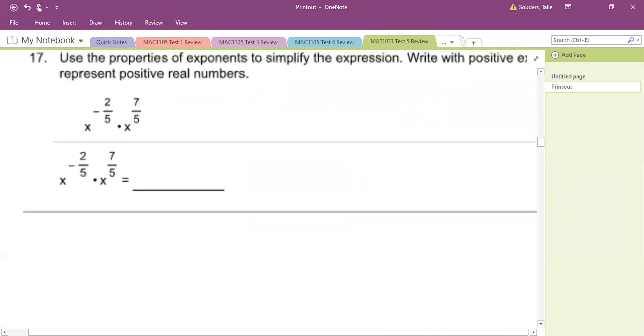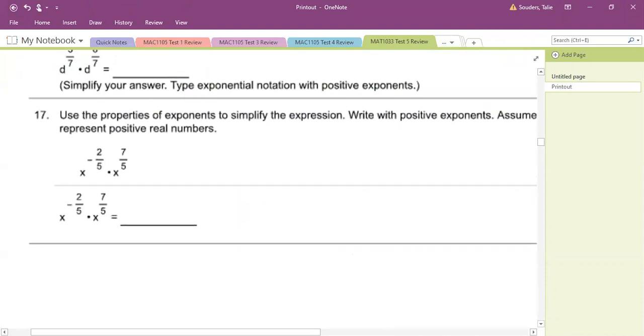So let's do the same thing for number 17, right? We're multiplying, so we're going to add the exponents together. So what is -2/5 plus 7/5?